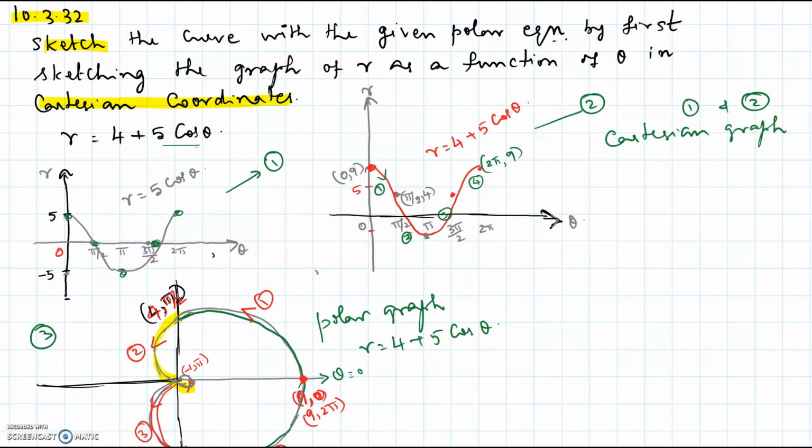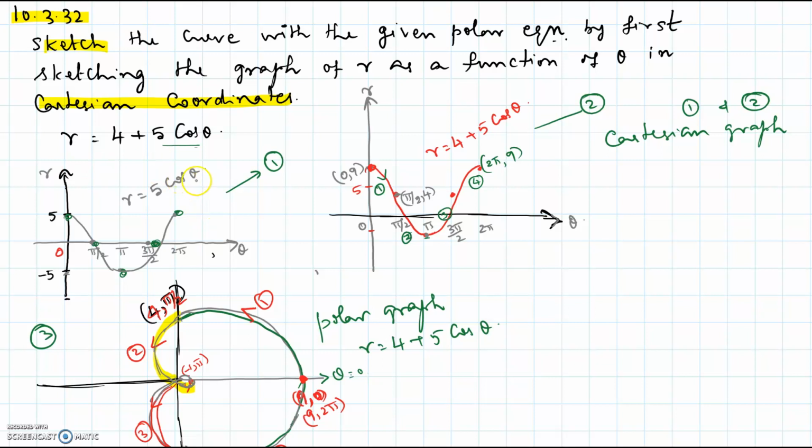Hi, in this video, I will be showing you problem number 32 of chapter 10 section 3. Sketch the graph with a given polar equation by first sketching the graph of r as a function of theta in Cartesian coordinates. This is r equal to 4 plus 5 cosine theta. Then we are first going to show the Cartesian graph.